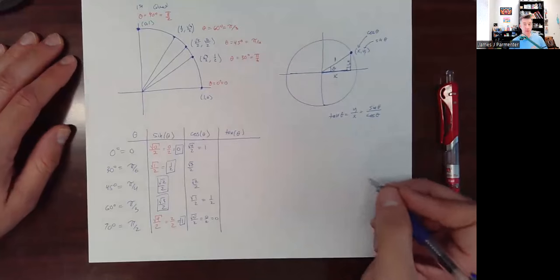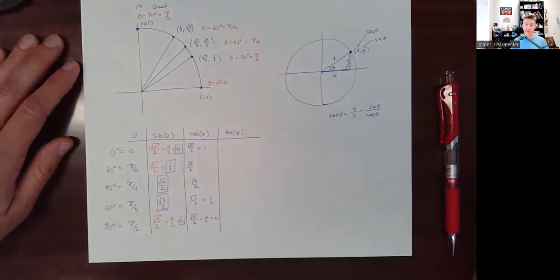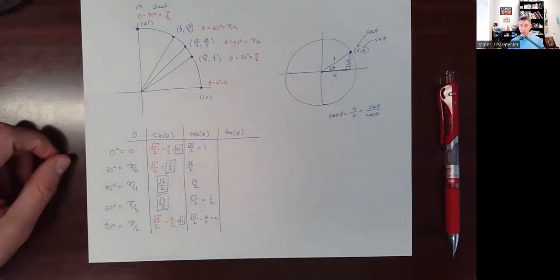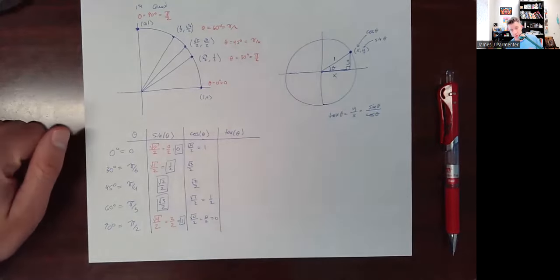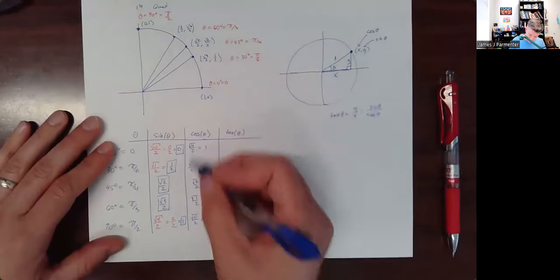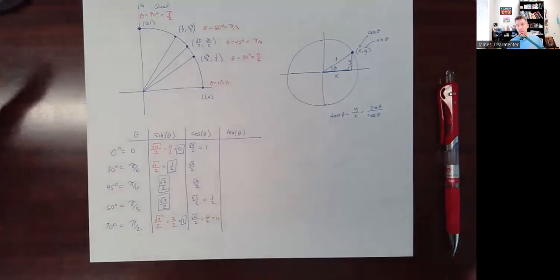You don't have to do it this way, but it is kind of a cool way of remembering, oh yeah, sine of our special angles is just square root of 0 through 4 over 2. And cosine of our special angles is just square root of 4 through 0 over 2. It's weird, but it works.